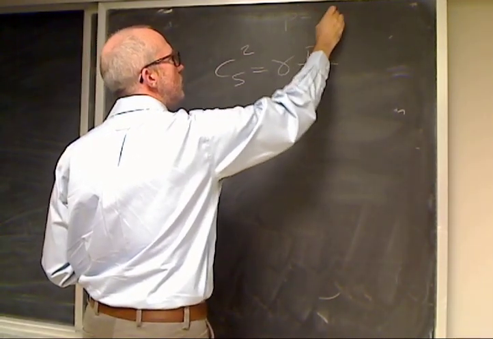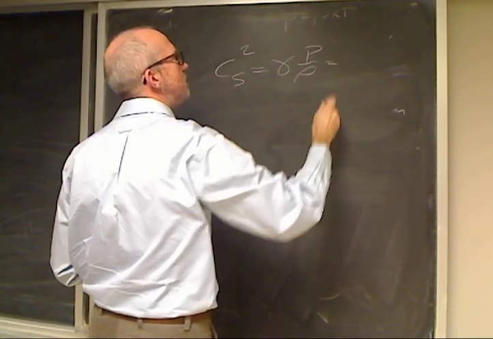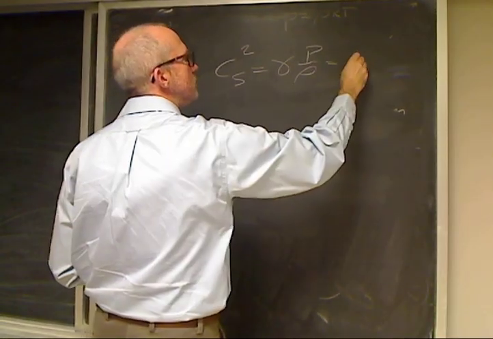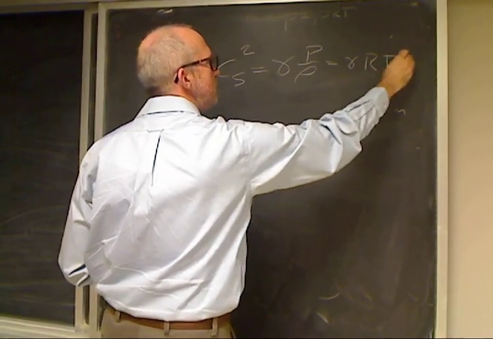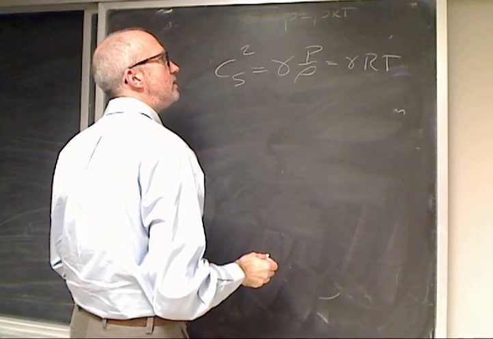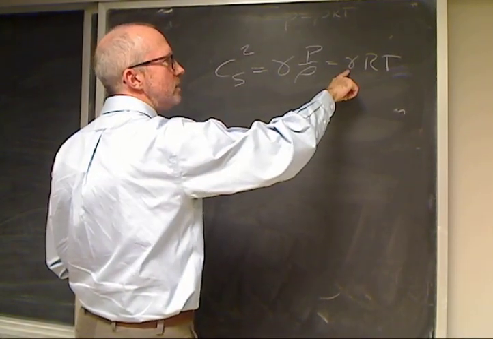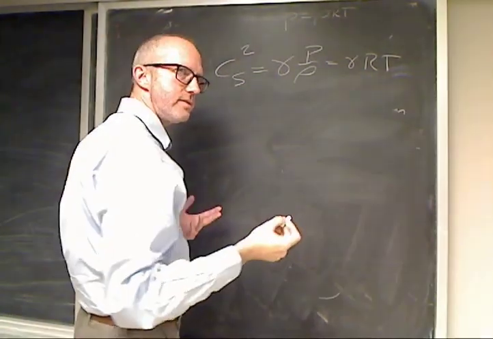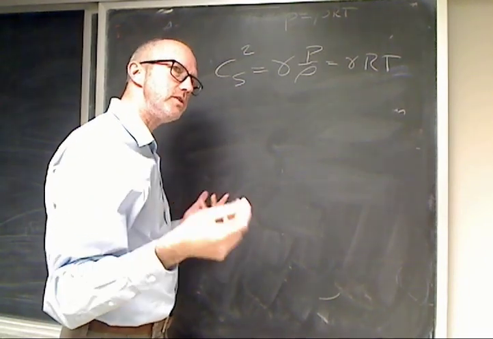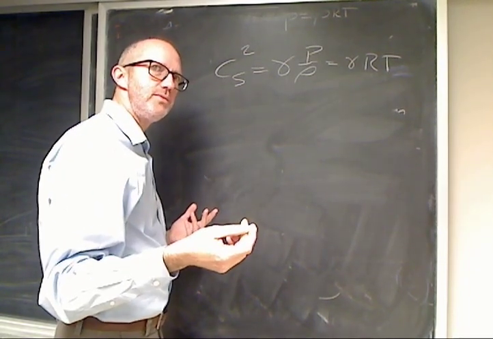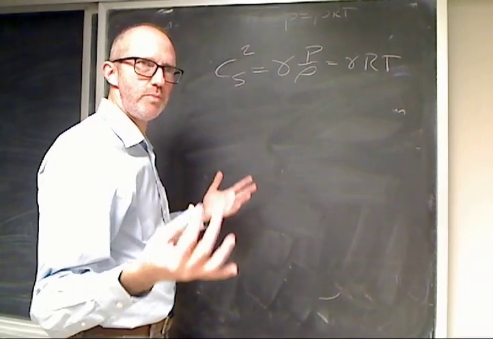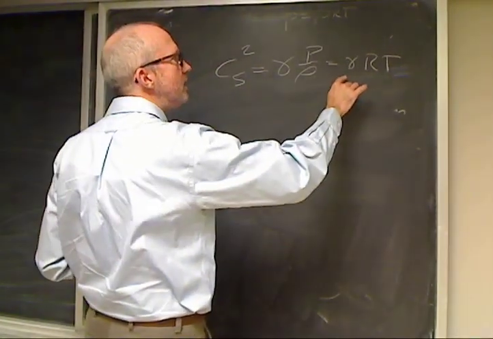P equals rho RT. So this equals gamma RT. And so I didn't really tell you what gamma was. So gamma is probably 5/3, although I usually use gamma equals 1 for reasons of outer space cools really effectively.